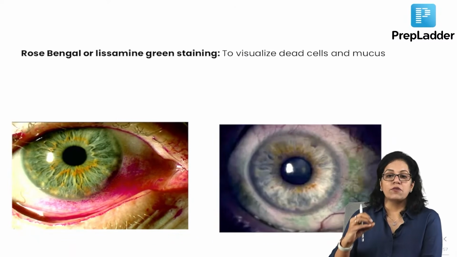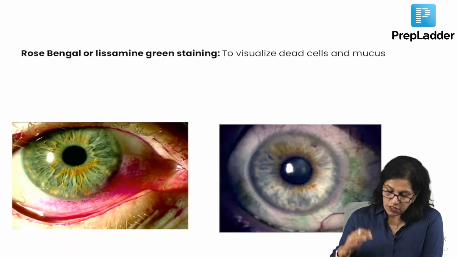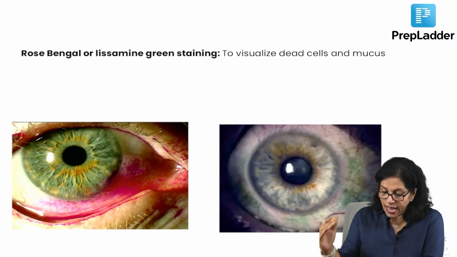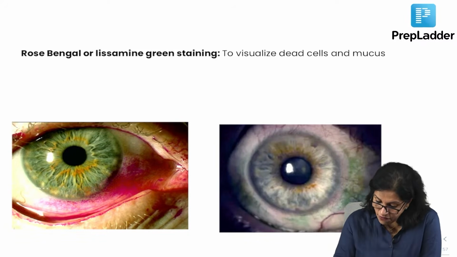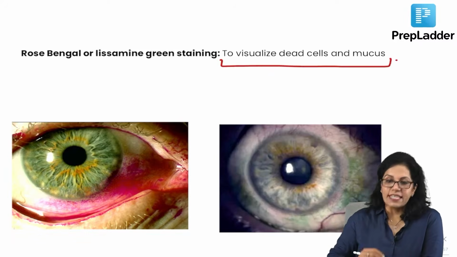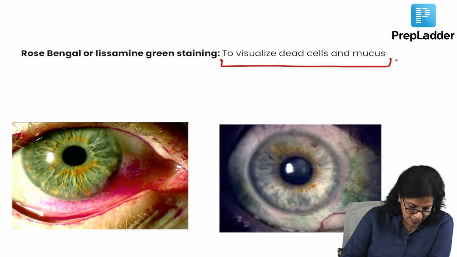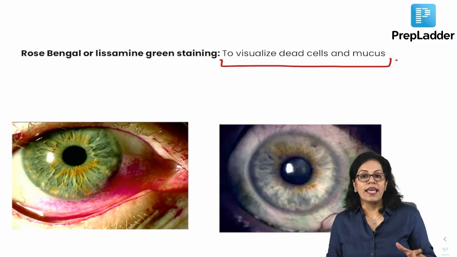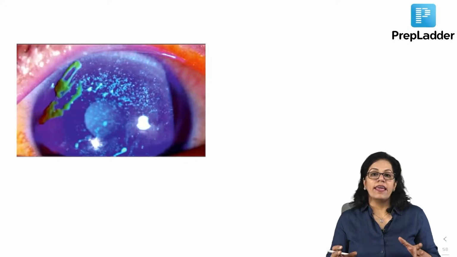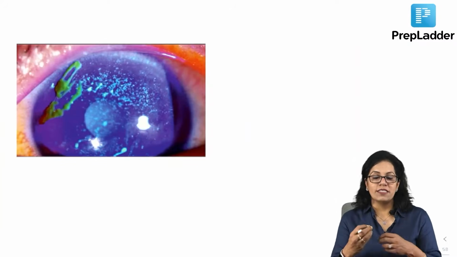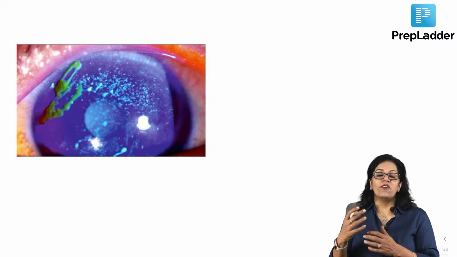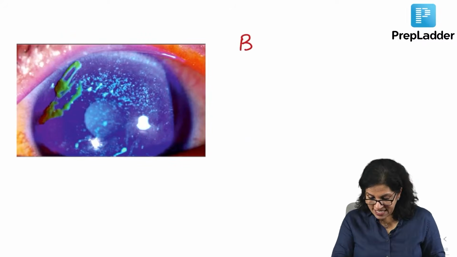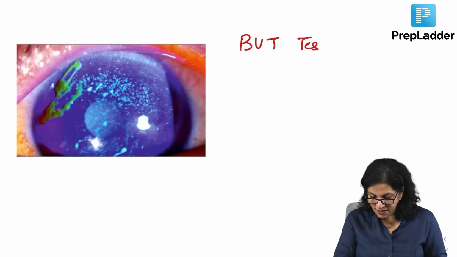Practically, routinely, these two dyes, Rose Bengal and Lissamine green, will always stain dead cells and mucus. First, you should be clear about this. So, it stains the dead cells and mucus. Mainly, therefore, it is used for dry eye. But in dry eye, we also have to see some changes affecting the cornea, or we have to do a BUT test, isn't it? Then I also need fluorescein.